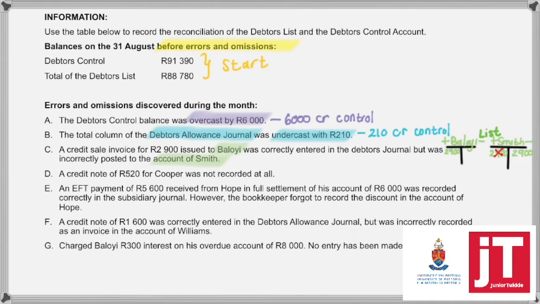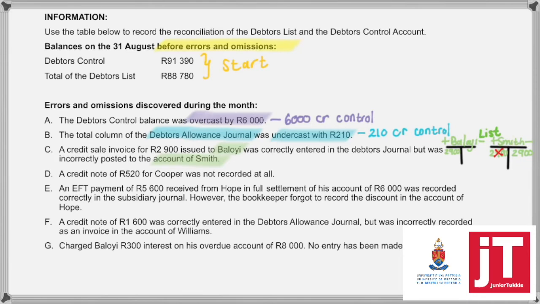Now technically, because it's the list that you're plusing and minusing, the effect is 0. But please show the transaction, and show that there's a plus and a minus on the list because it's a movement from Smith's account to Baloyi's account, and they want you to understand that there's a movement. So please show the effect.